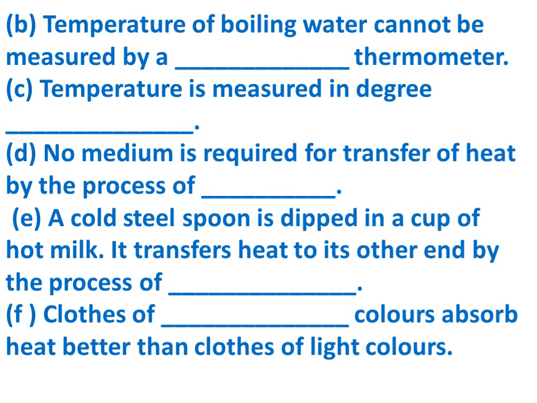Third, temperature is measured in degree dash. Fourth, no medium is required for transfer of heat by the process of dash. Fifth, a cold steel spoon is dipped in a cup of hot milk. It transfers heat to its other end by the process of dash. Then last is clothes of dash colors absorb heat better than clothes of light color. So this you need to do. If you have a book, you can do it in your book also.